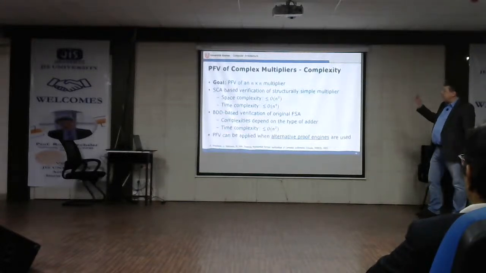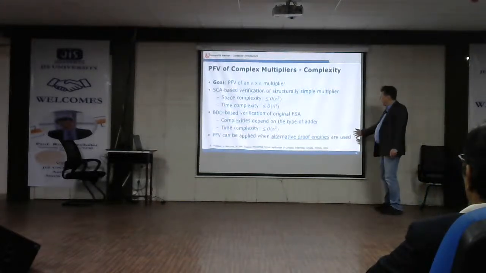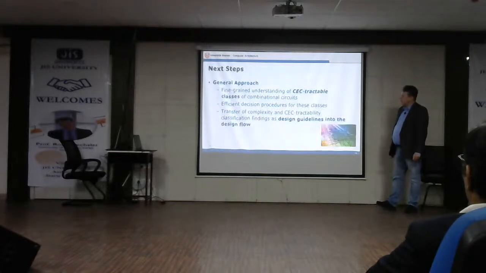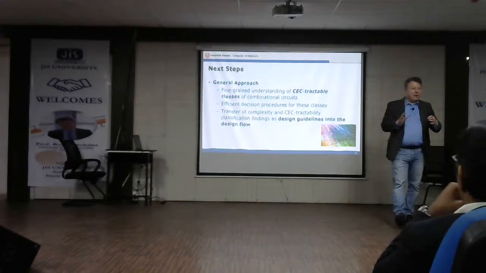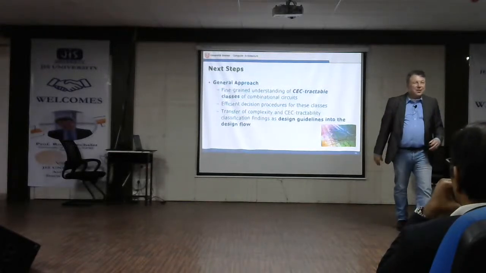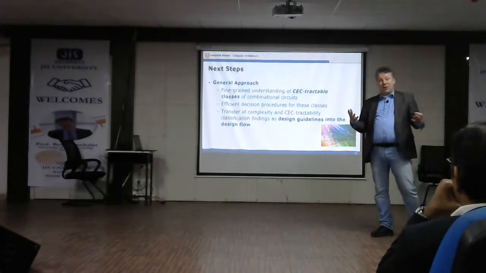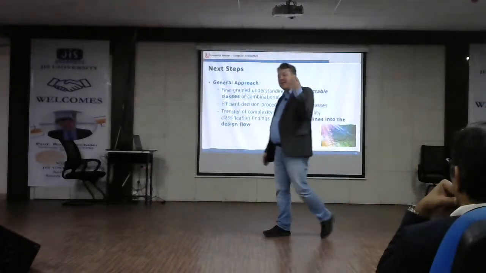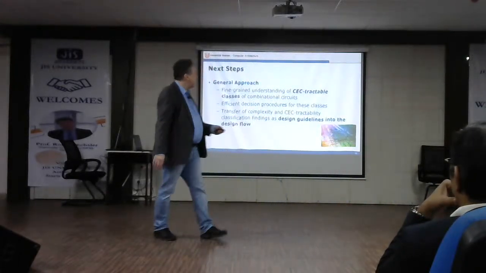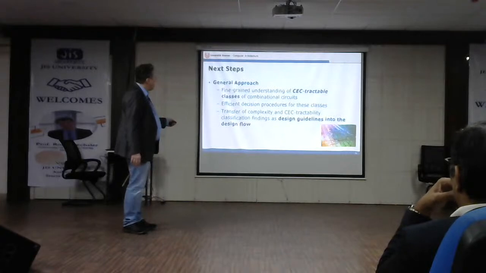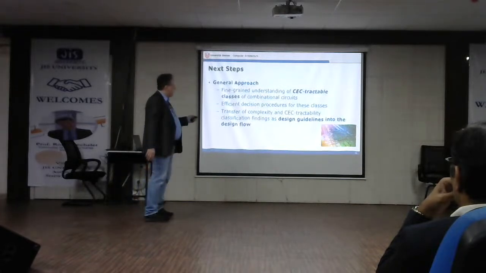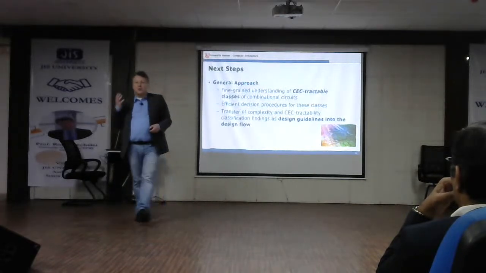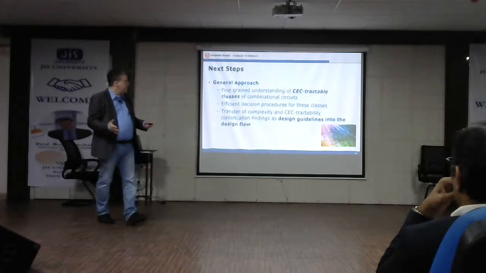So this shows that we can apply alternative proof engines. Okay, so this is ongoing work. It's not that this is something that is finished. Verification in some sense is always ongoing. But here especially, we want to get a very fine-grained understanding of what the tractable classes of combinational circuits are in the context of combinational equivalence checking.